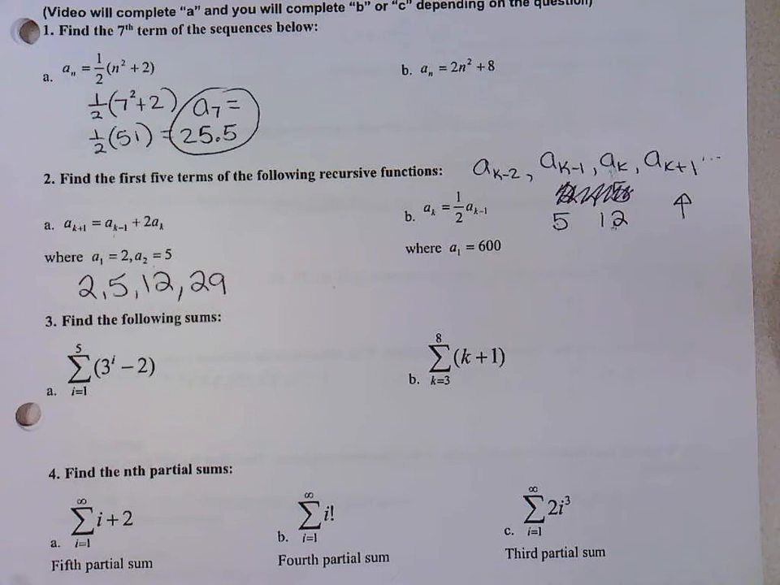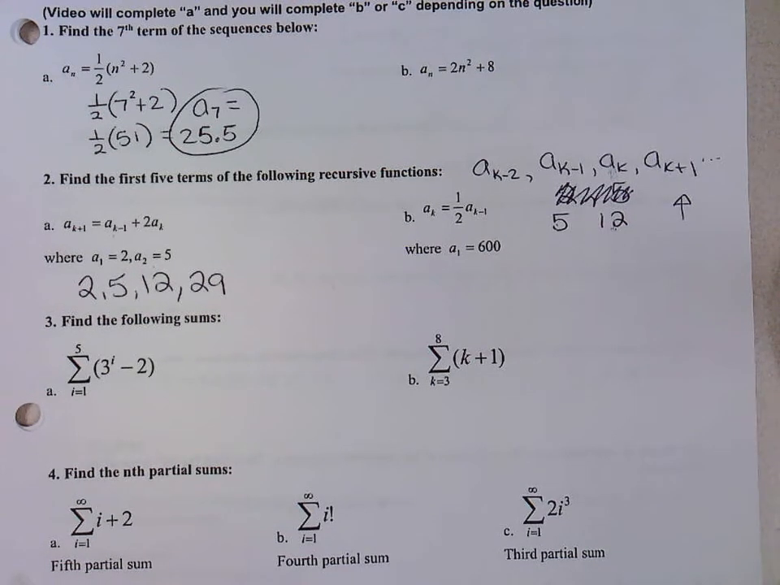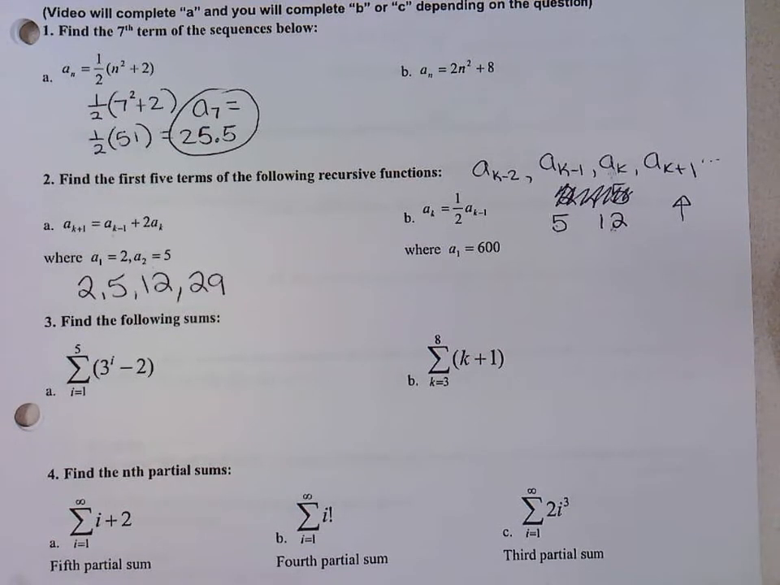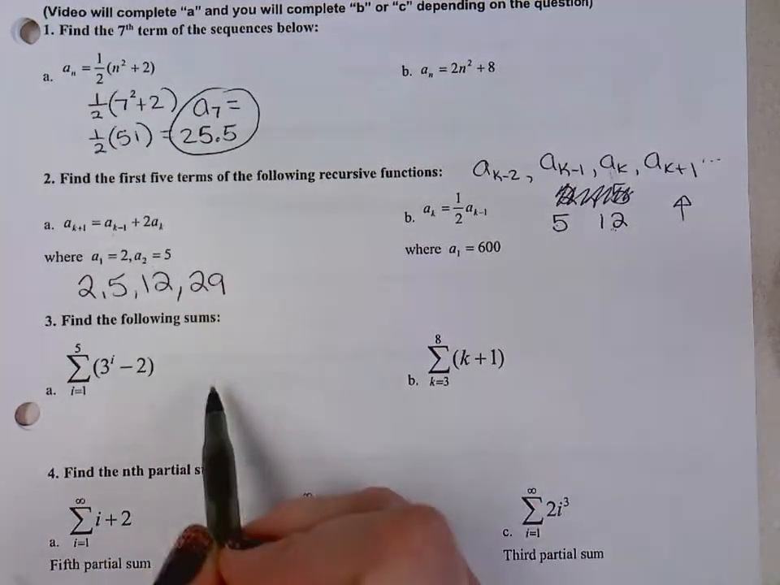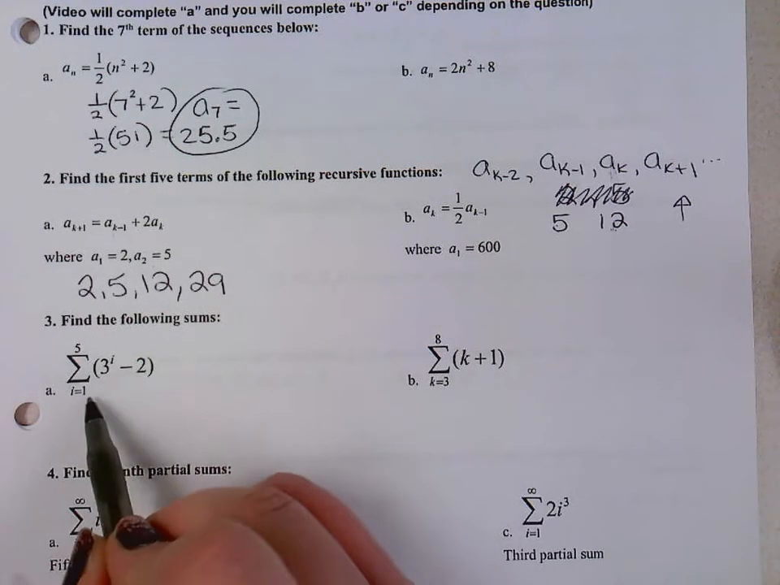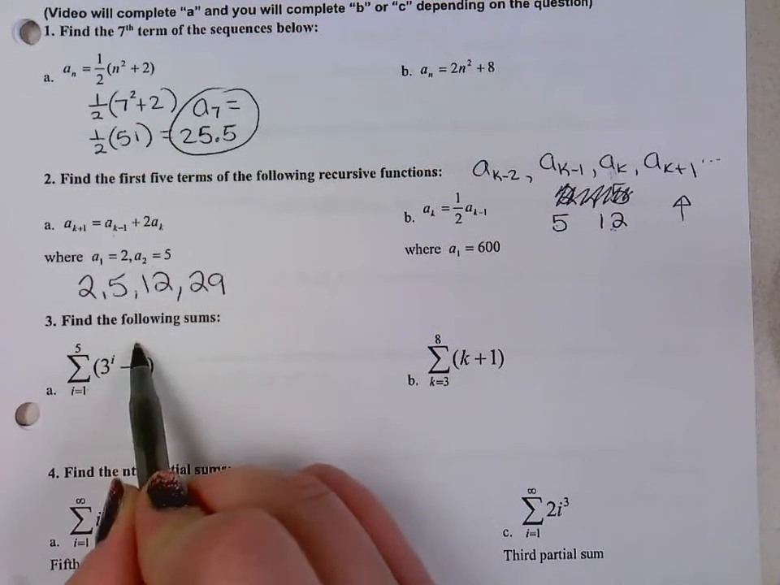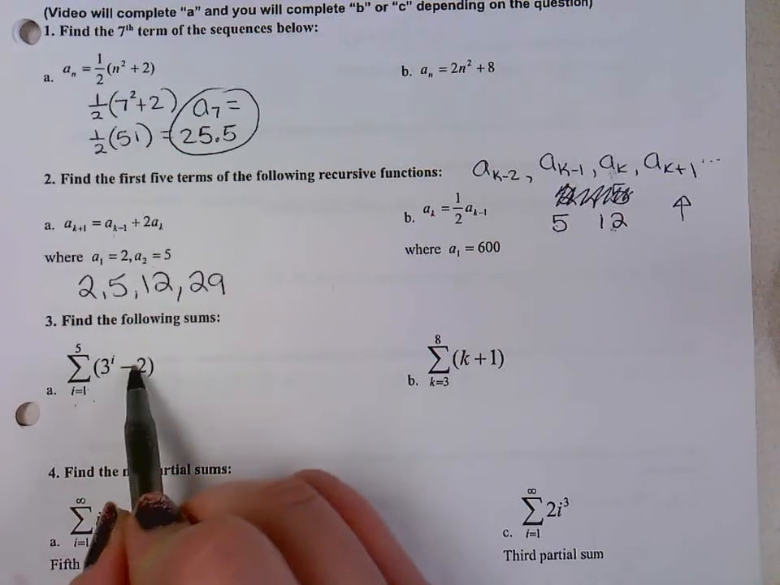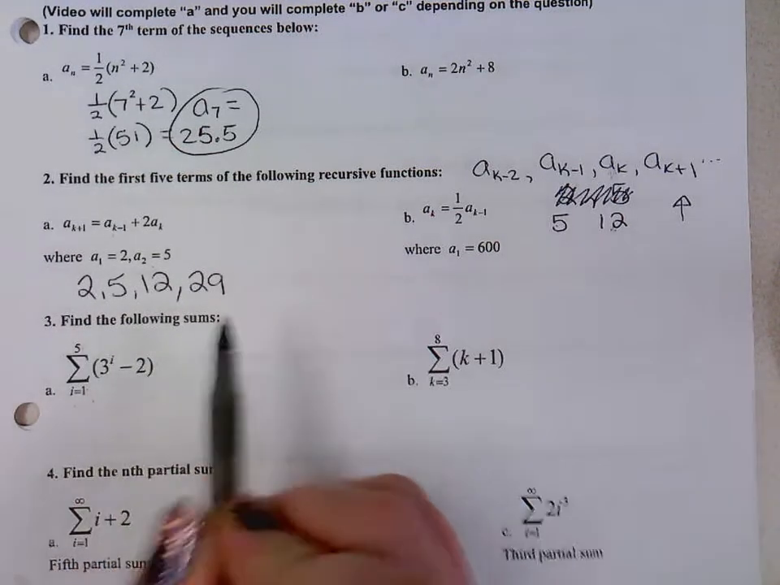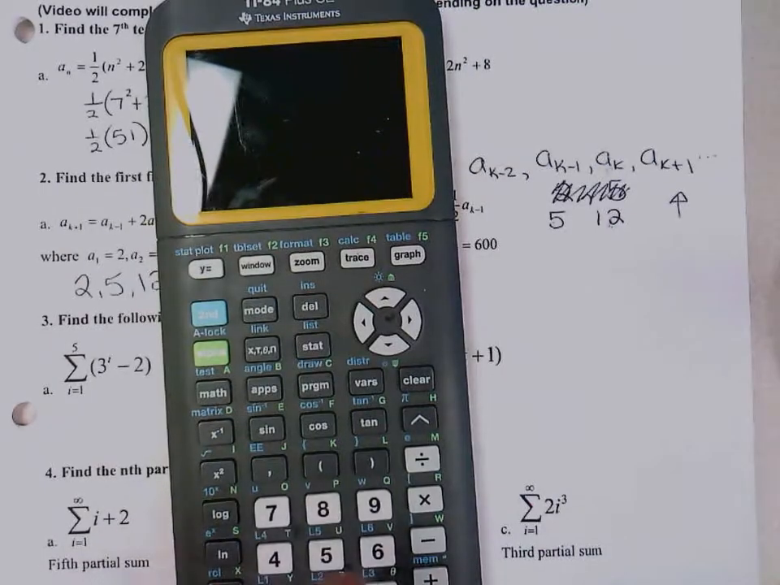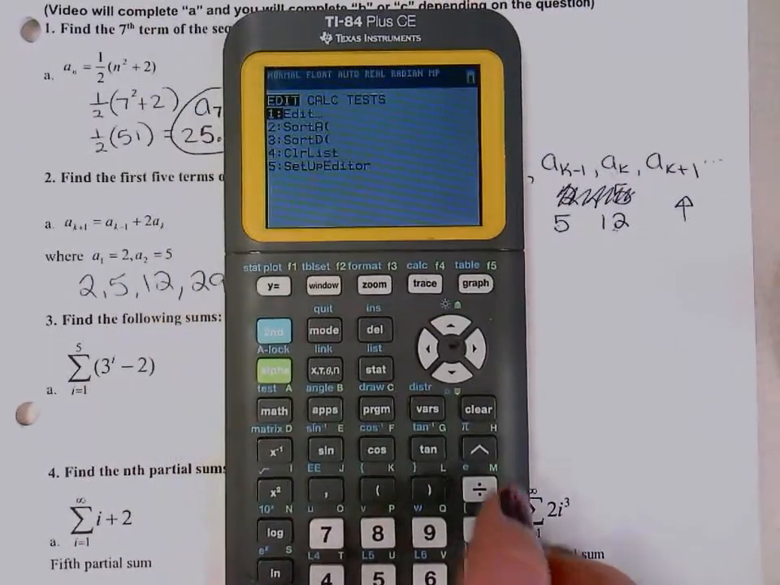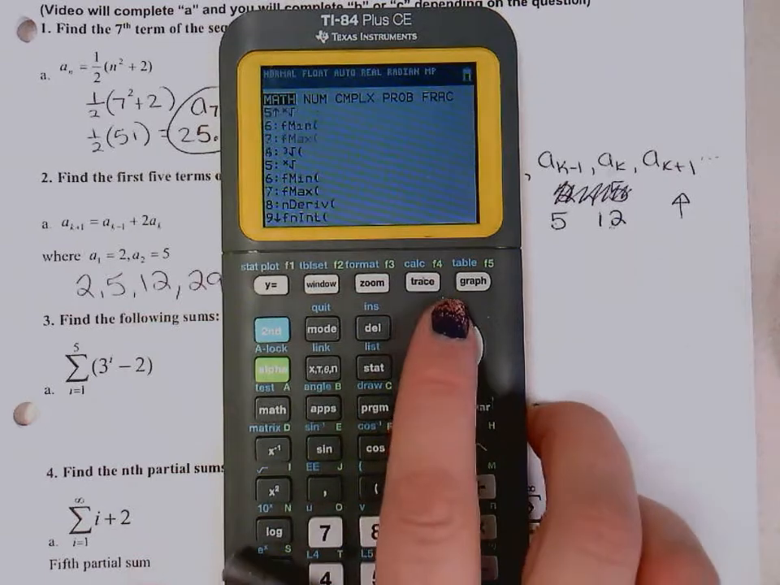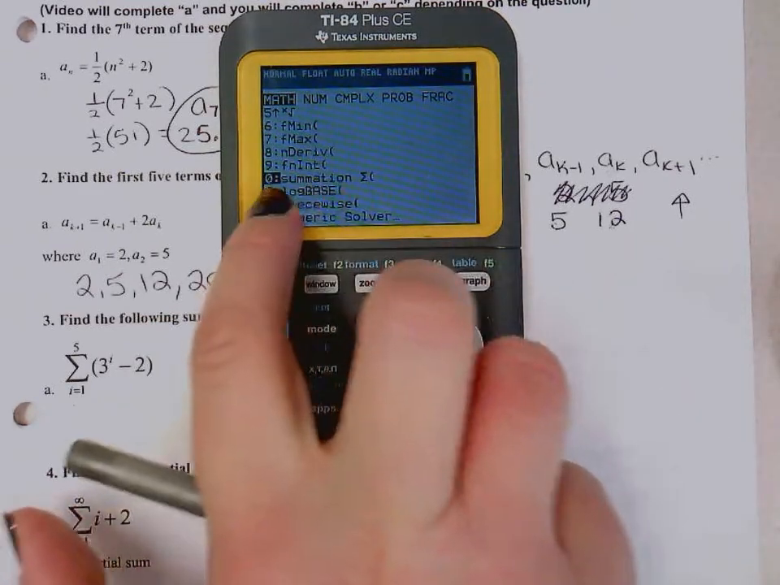Finding a sum on either a calculator or by hand. I'm going to show you on the calculator, but if you didn't have a calculator, this one would be a little bit too big because it's exponential, but you would plug in 1, see what you get. Plug in 2, see what you get. Plug in 3, see what you get, all the way up to 5, and then you'd add the 5 terms together. On your calculator, that is under the math key, and you scroll down to summation, number 0.